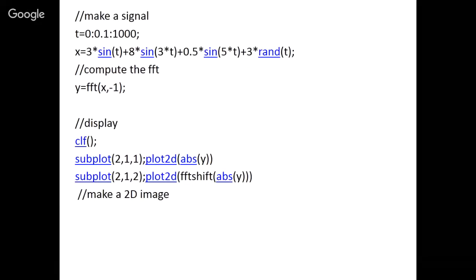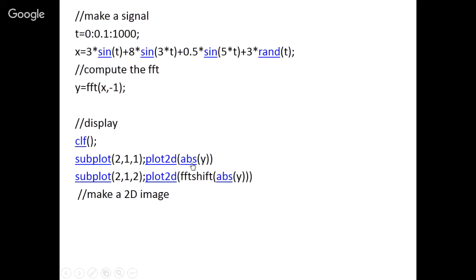Right, next, let us see. So here we have done t equal to 0 to 1000, with a difference of 0.1, and after that we are giving the same signal, that is your piecewise linearity signal, 3 into sine t plus 8 into sine 3t plus 0.5 into sine 5t plus 3 into randomize of t, and we are calculating the FFT. And similarly you can plot also with the help of this and plot 2D FFT shift. I have given this FFT, and finally I have given that this is your y.